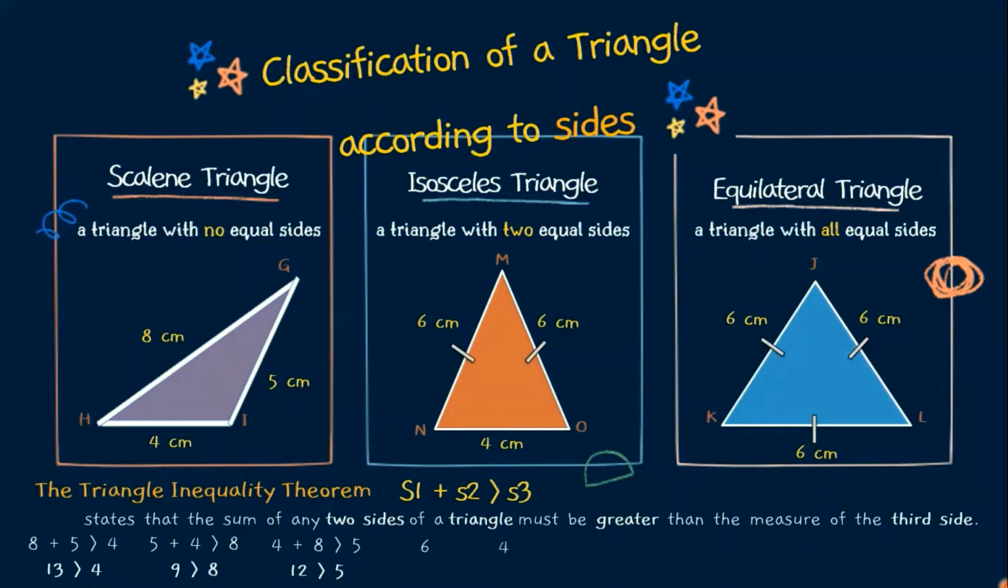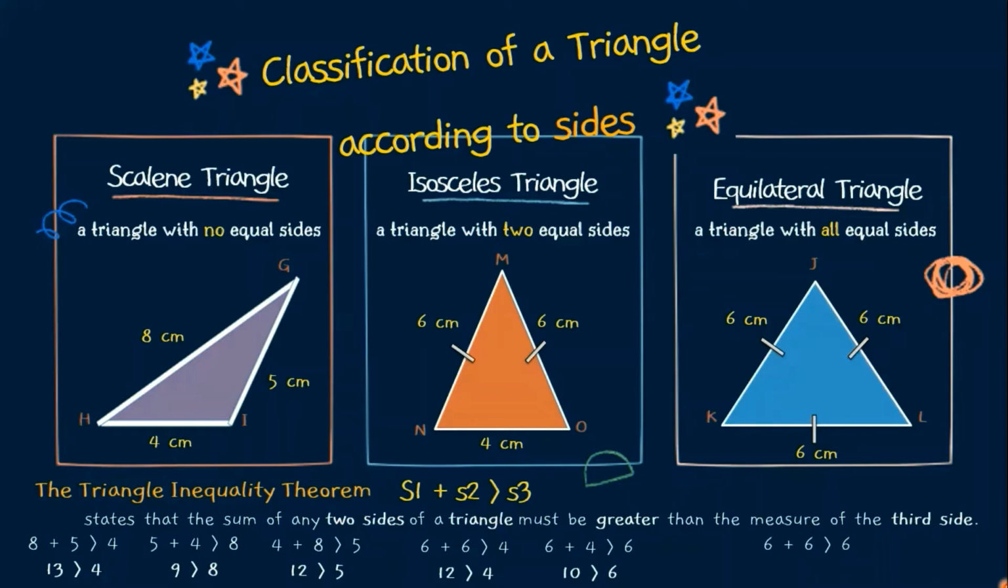For the isosceles triangle, we have 6 plus 6 is greater than 4. Itong dalawa nating congruent na sides, added together, mas malaki siya sa 4. 6 plus 6 is equal to 12, and it is truly greater than 4. We also have 6 plus 4 is greater than 6. 6 plus 4 is 10, greater than 6. Since dalawa yung 6 natin, pwede na to.